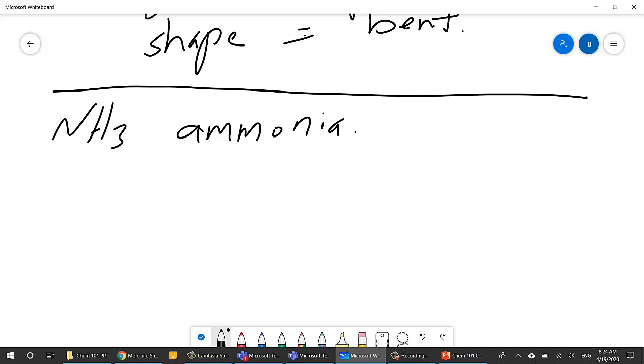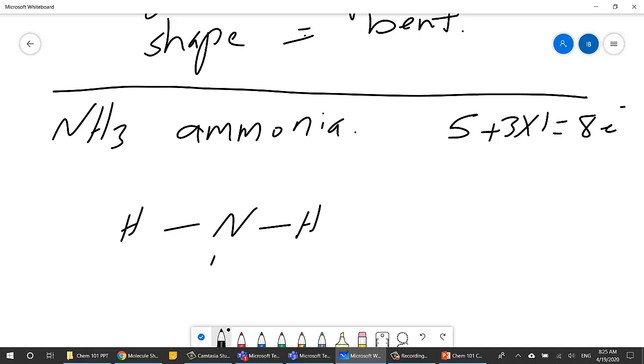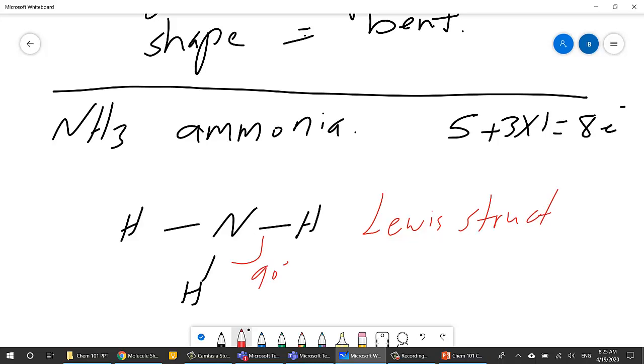If you want to draw the VSEPR or the actual structure of ammonia, you start with Lewis. So in Lewis, nitrogen is in group 5. With the hydrogens, you will have 8 electrons in total. Lewis does not believe in any angles except 90 degrees. So in Lewis, the angle is 90 degrees, which is the wrong structure. I mean, it's the correct Lewis structure, but this is the Lewis structure. In terms of Lewis, it's good. Everybody is satisfied with the rule and everything, but this is not the VSEPR structure.